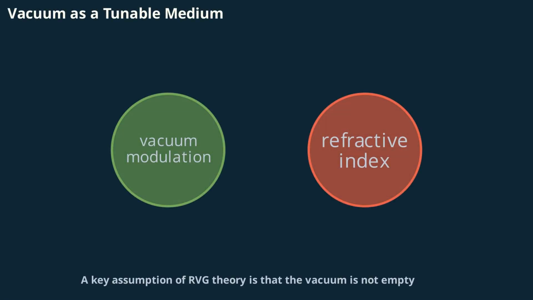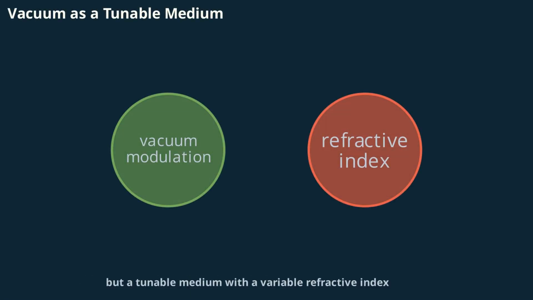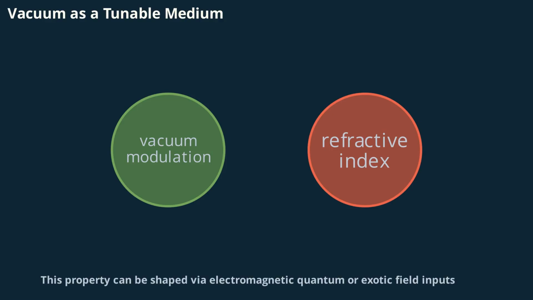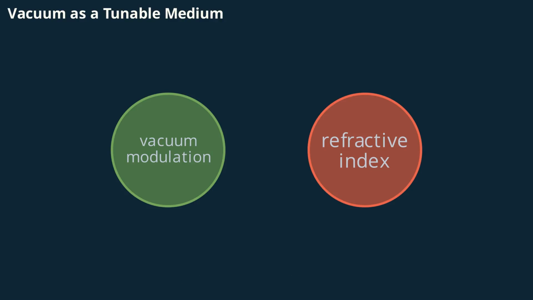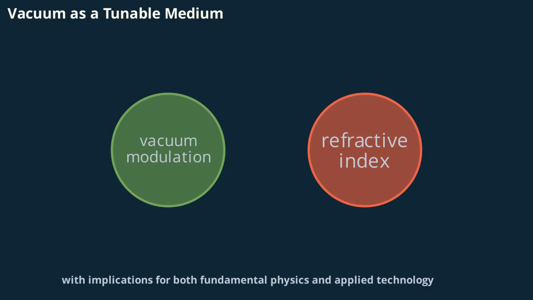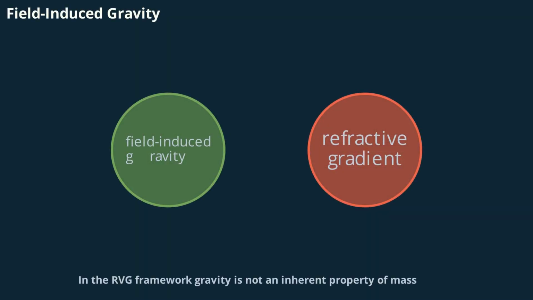A key assumption of RVG theory is that the vacuum is not empty, but a tunable medium with a variable refractive index. This property can be shaped via electromagnetic, quantum, or exotic field inputs, allowing for the emergence of gravity-like effects independent of mass. This concept challenges traditional views and opens new avenues for research in quantum field manipulation, metamaterials, and advanced propulsion. The ability to engineer the vacuum itself is a transformative idea, with implications for both fundamental physics and applied technology. In the RVG framework, gravity is not an inherent property of mass, but an emergent phenomenon resulting from controlled refractive slopes across spatial regions.